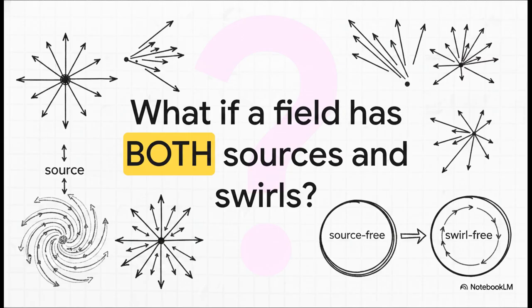Well, it turns out that any field can actually be broken down into the sum of a source-free part and a swirl-free part. This is the whole idea behind the Helmholtz decomposition theorem, which is a massive cornerstone of electromagnetism. But that is a topic for another day.